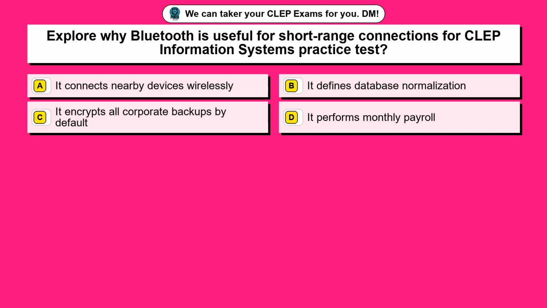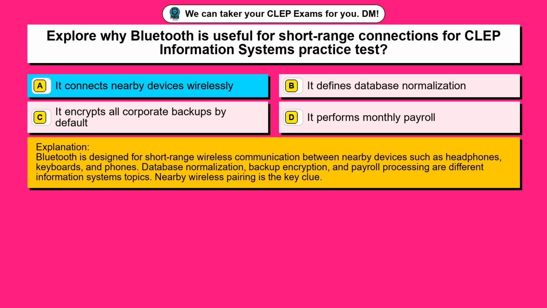Question 61. Explore why Bluetooth is useful for short-range connections for CLEP Information Systems practice test. Option A. It connects nearby devices wirelessly. Option B. It defines database normalization. Option C. It encrypts all corporate backups by default. Option D. It performs monthly payroll. The correct answer is option A. It connects nearby devices wirelessly. Bluetooth is designed for short-range wireless communication between nearby devices such as headphones, keyboards, and phones. Database normalization, backup encryption, and payroll processing are different information systems topics. Nearby wireless pairing is the key clue.